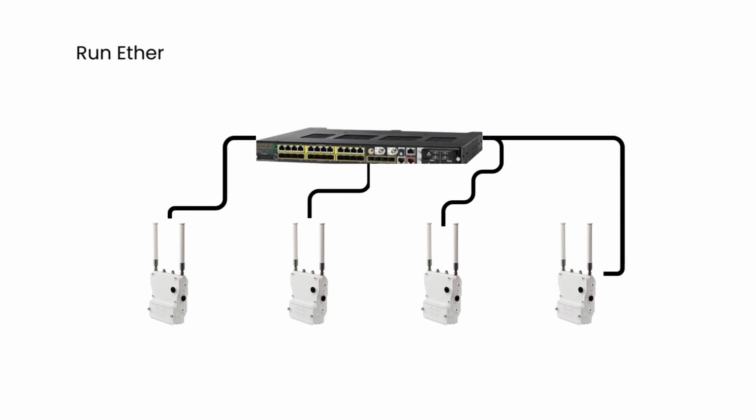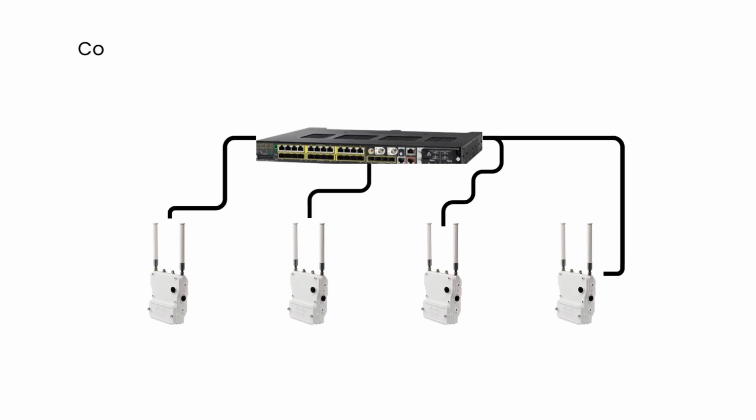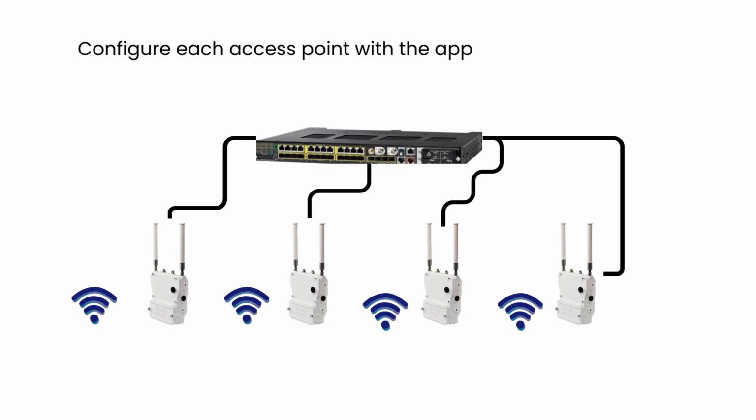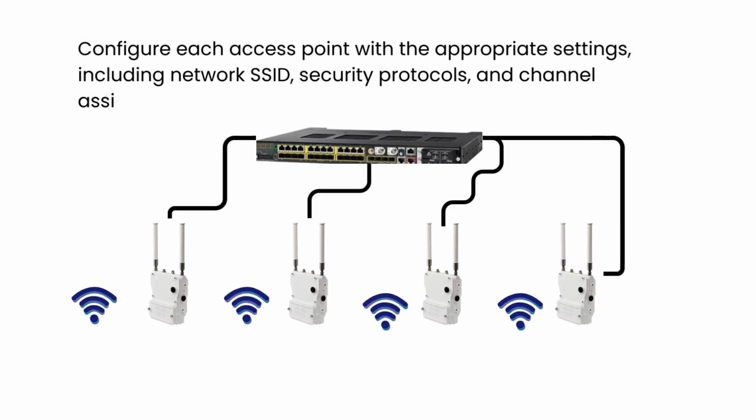Run Ethernet cables from the network switch to each access point location. Use high-quality cables and proper cable management techniques to minimize signal loss and interference. Configure each access point with the appropriate settings, including network SSID, security protocols, and channel assignments.